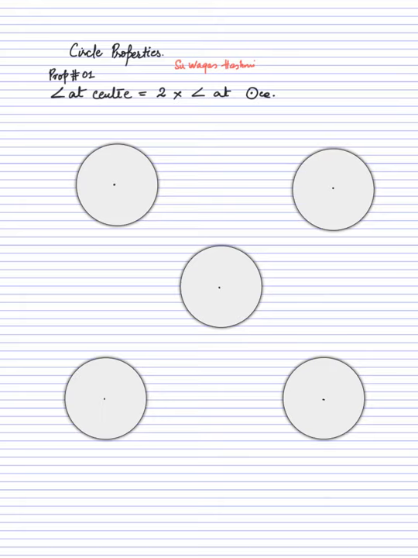Alright class, in this video we are going to discuss the properties which we had discussed in the topic circle property, right? So it's the first property we are going to discuss in this video. The property says that the angle at center is 2 times the angle at circumference, right? So how are we going to apply the property?